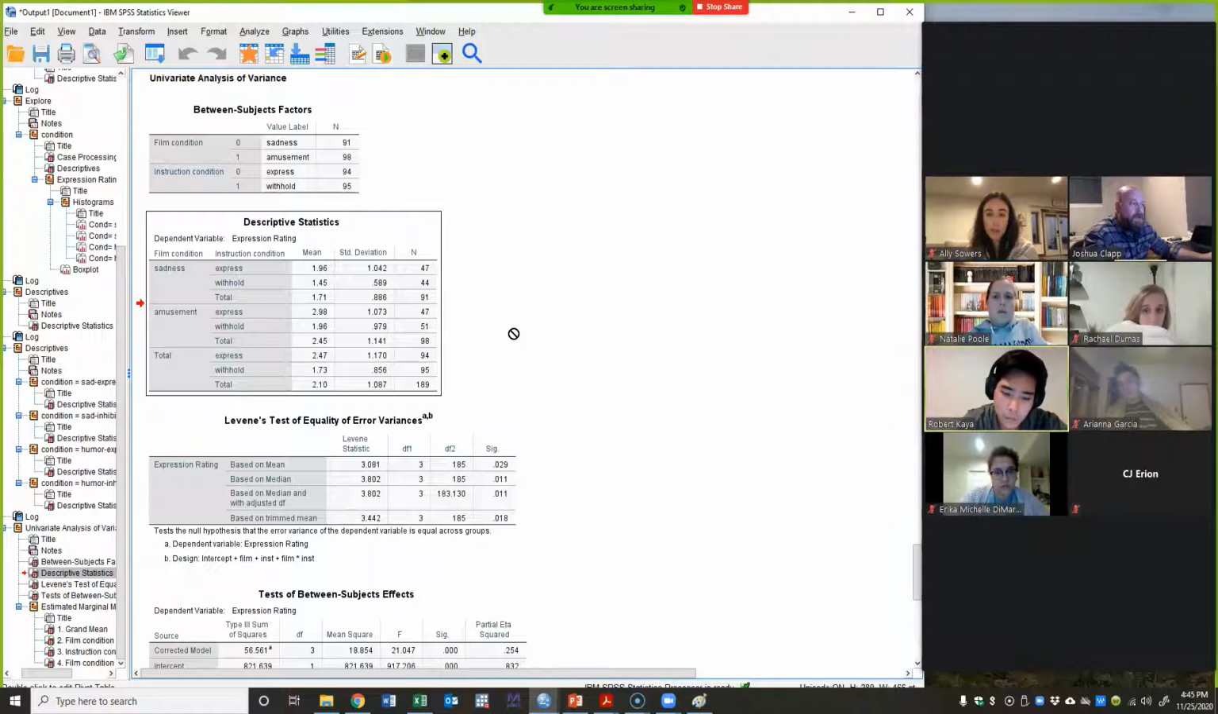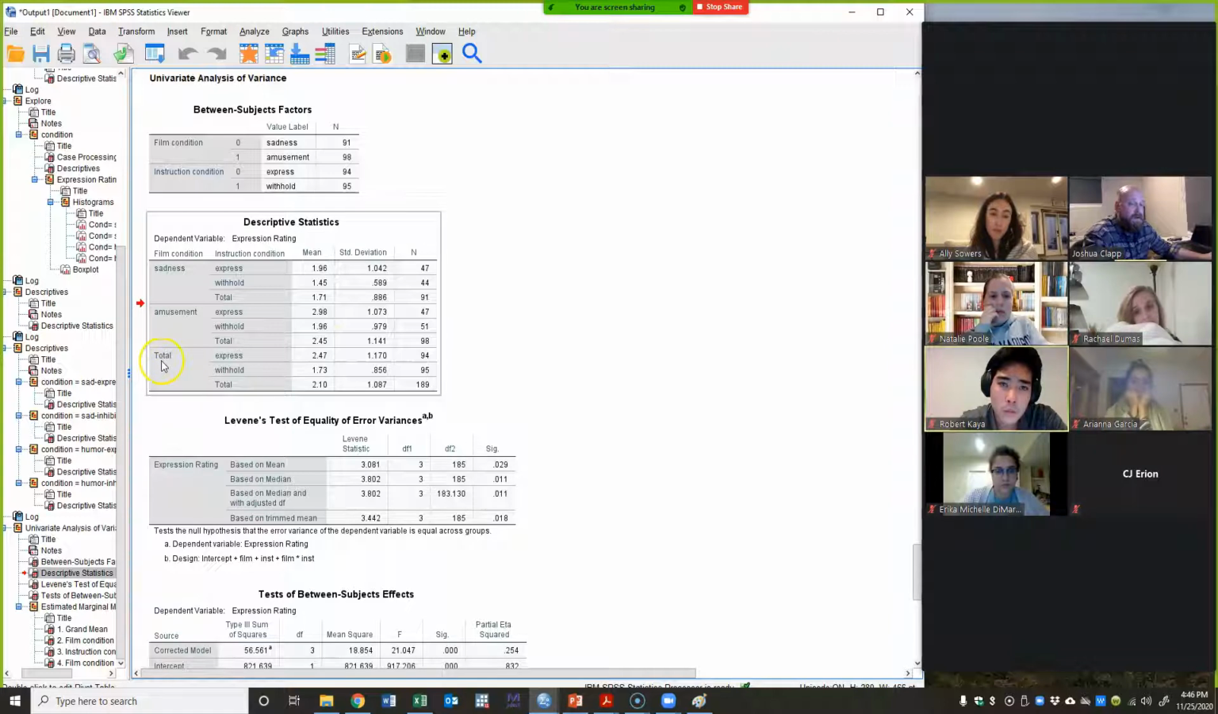Is that a main effect or an interaction mean? That would be a mean. Right. So here's my main effect if I'm looking at my total, and then if I go down through and take a look at amusement, from people who watched the amusement film, here's the express, here's withhold, and here's the total. Total is my main effect of film. Average expression rating for sad film, average rating for amusement film, ignoring across condition. So I've got my main effect here, right?